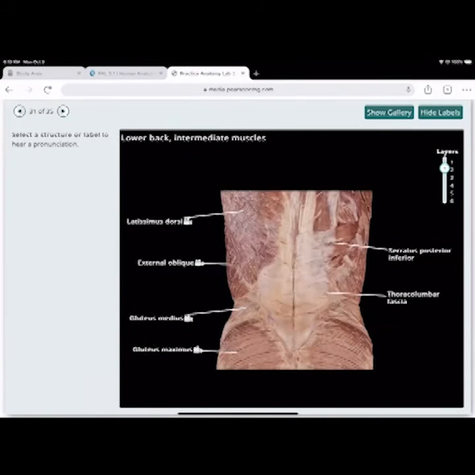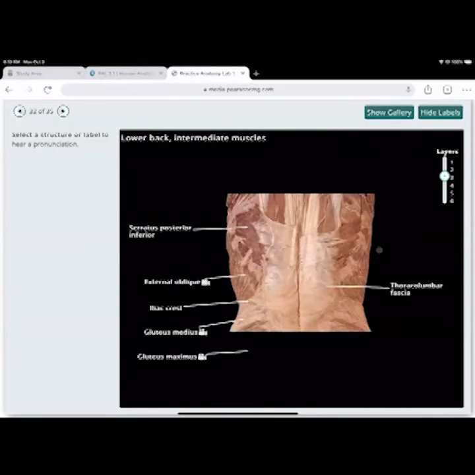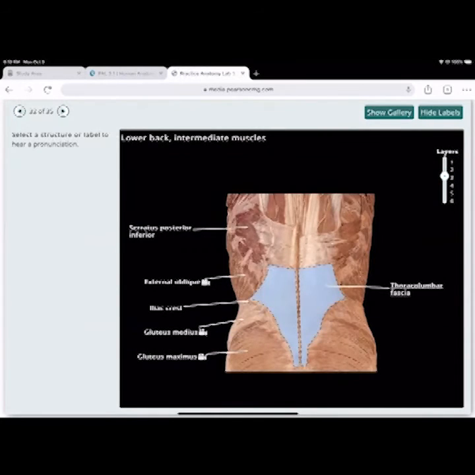Let's go a little bit deeper dissection there. Again, latissimus dorsi muscles, the external obliques, gluteus medius, gluteus maximus, thoracolumbar fascia. That's all the white material there that you see. And then serratus posterior inferior muscle. Again, a little bit deeper cut through it. The external obliques, the crest of the iliac bone, gluteus medius, gluteus maximus, thoracolumbar fascia.